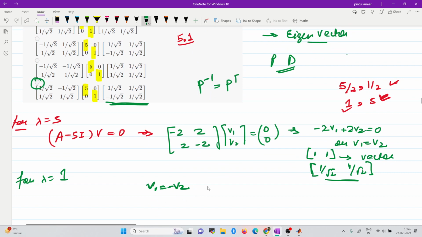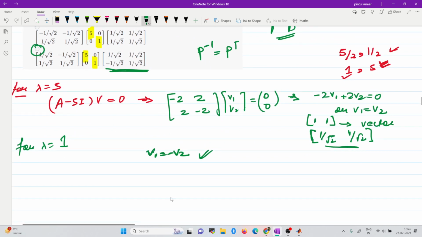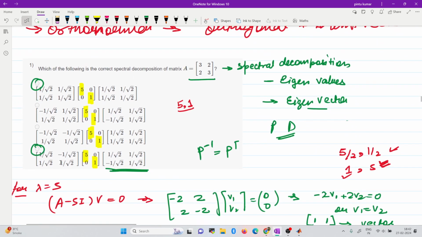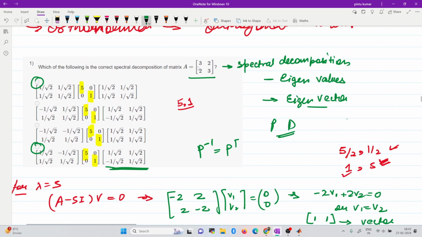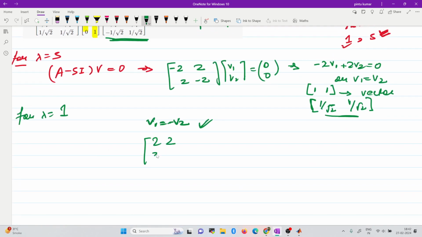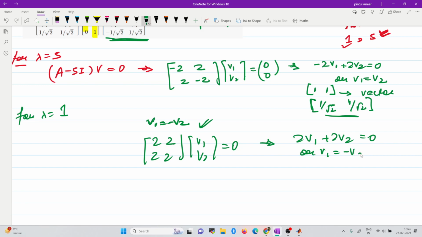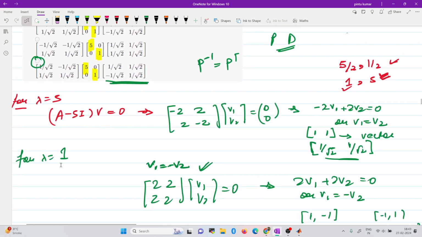Okay, so I think this is correct. So I'll just solve, right? The matrix is 3, 2, 2, 3. If I subtract the identity from here, I'll get 2, 2, 2, 2. So I want to solve 2, 2, 2, 2 times V1, V2 is equal to 0. So this implies that 2V1 plus 2V2 is equal to 0, or V1 is equal to minus V2, what was mentioned by somebody. So we can have 1 comma minus 1, or a normalized form, which is 1 by root 2 comma minus 1 by root 2, or we could also have minus 1 comma 1, whose normalized form is minus 1 by root 2 comma 1 by root 2, right? These are scalar multiples of each other, so it doesn't matter a lot.